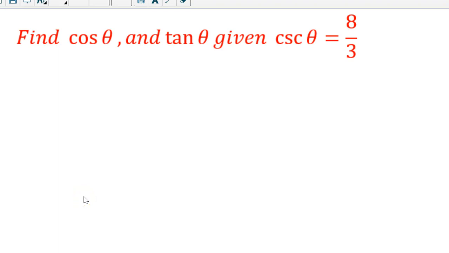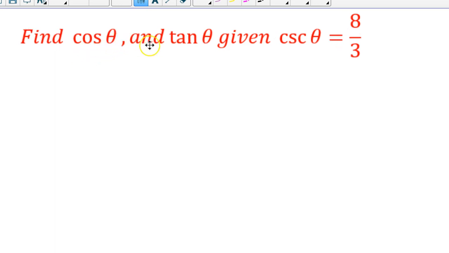Now we will learn the application of these trigonometric identities to solve some problems or to find the values of some trig ratios. So in this case, you are asked to find the value of cosine theta. What is the value of cosine and tangent theta given that cosecant theta is equal to 8/3.